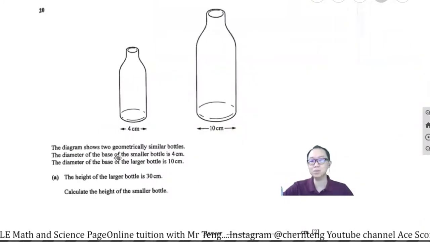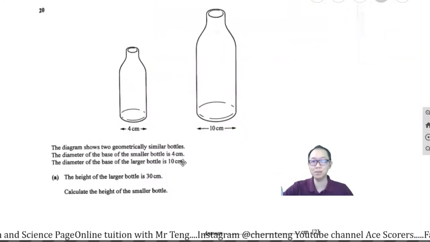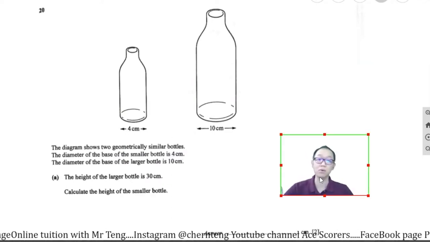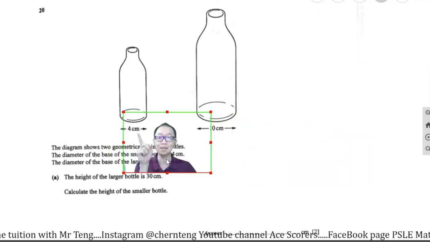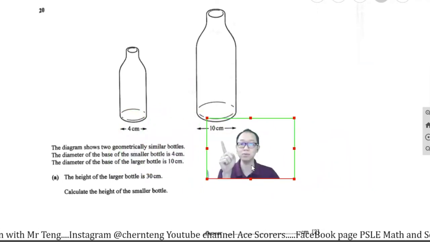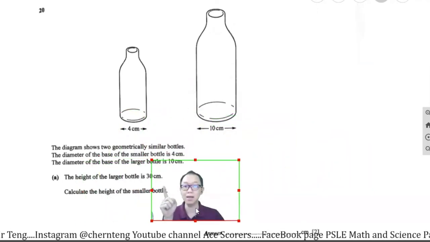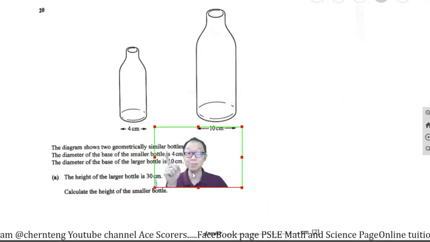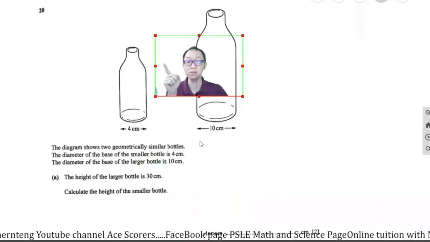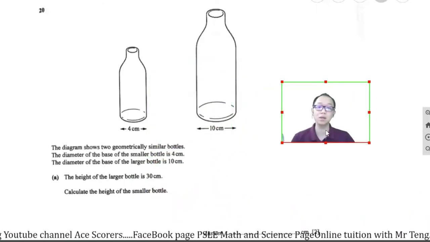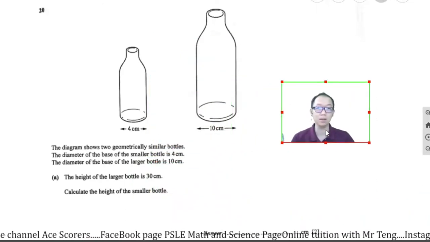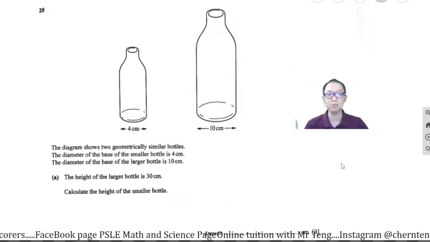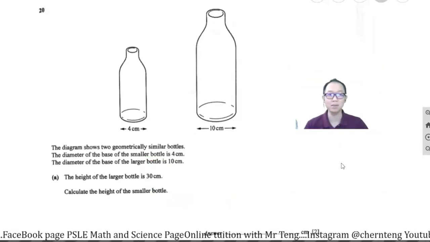So the diagram shows two geometrically similar bottles. The diameter of the base is 4. So this is linear. Linear is 4. Diameter, this one is 10. The height is 30. So they are similar, right? Calculate the height of the smaller bottle. Can you try? Give me the answer. PM me, right? See how many get correct.